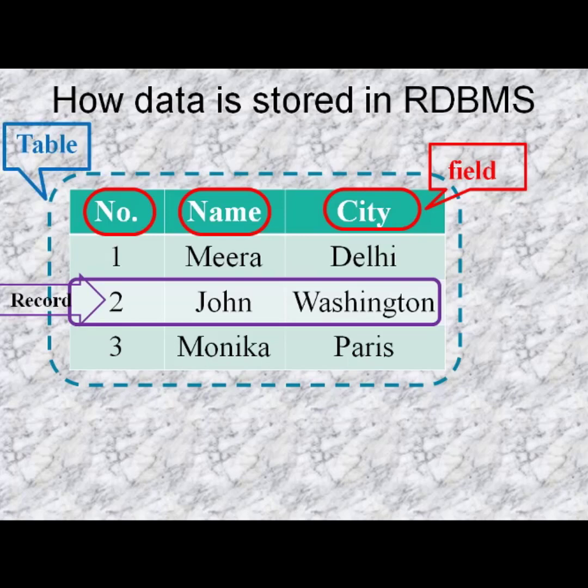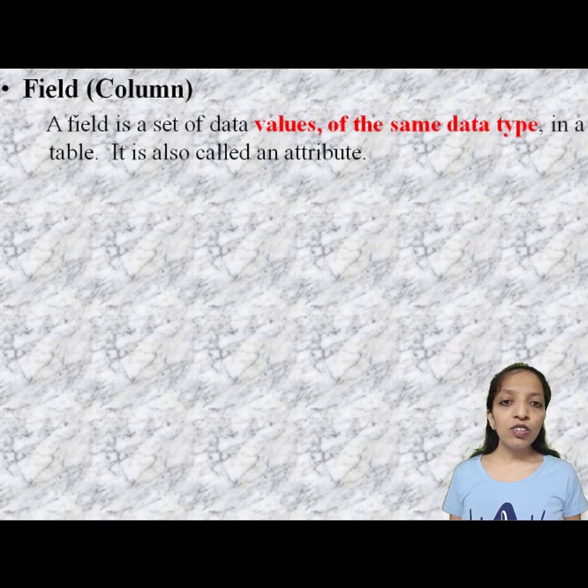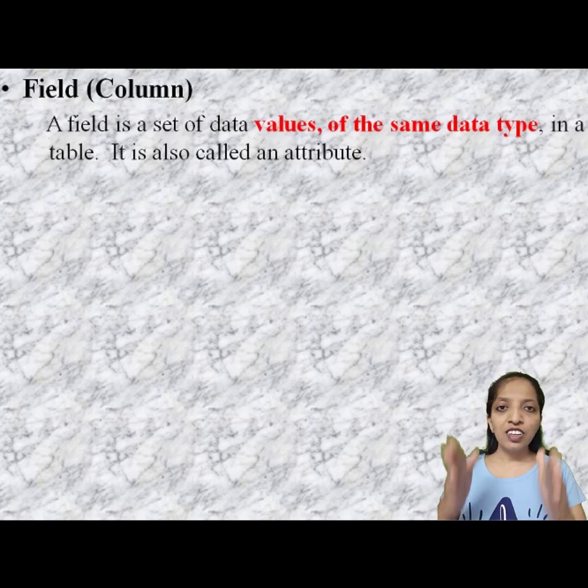Now let's look at the definitions. Field. A field is a set of data values of the same data type in a table. It is also called an attribute. That means all the values, all the data that is stored in a particular column will belong to the same data type, or we can say they would be of the same type.